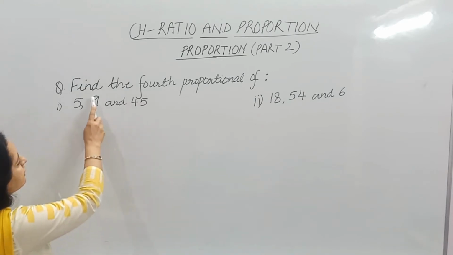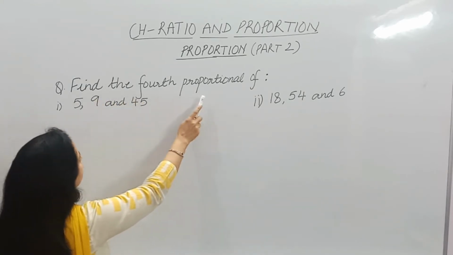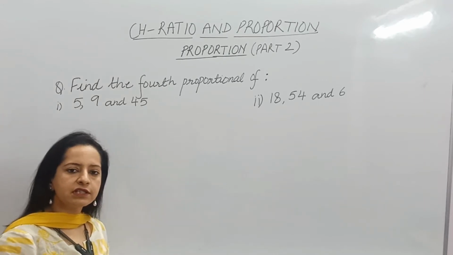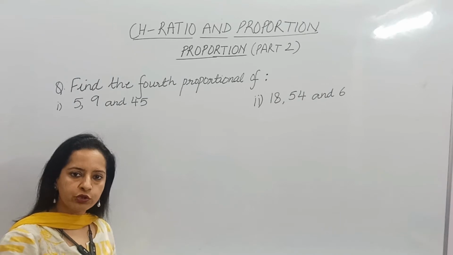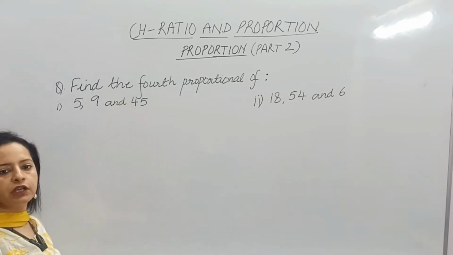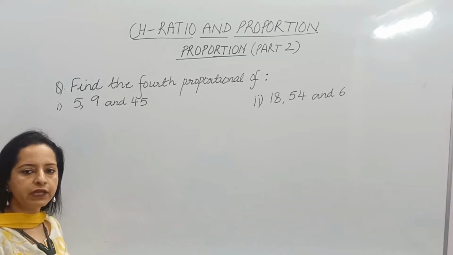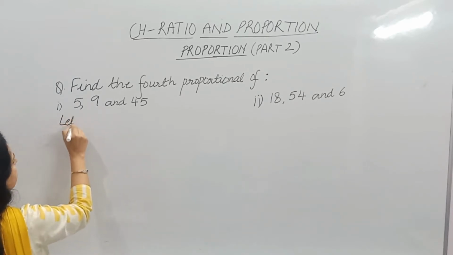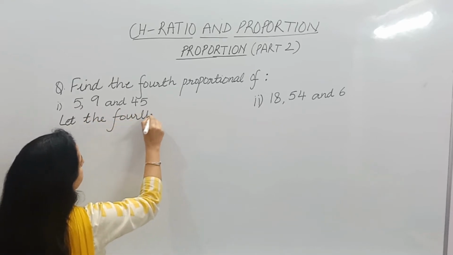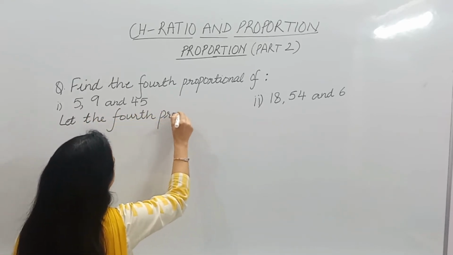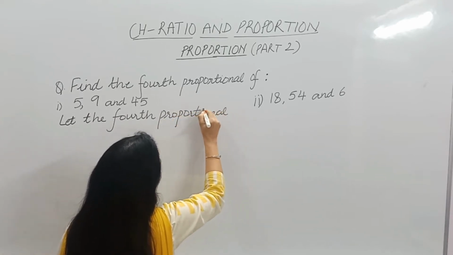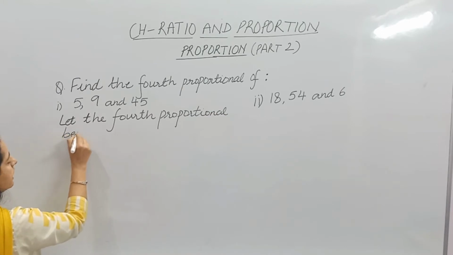The question we have here is: find the fourth proportional of 5, 9 and 45. We have discussed it in our previous video about proportion, and since we need to find the fourth proportional, we will assume the fourth proportional to be x. So let the fourth proportional be x.